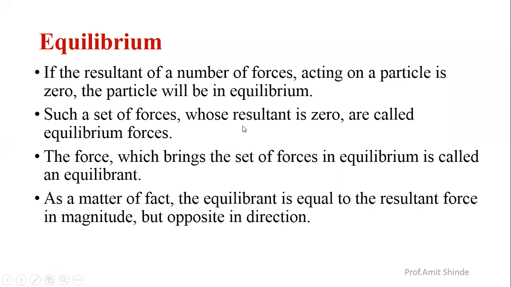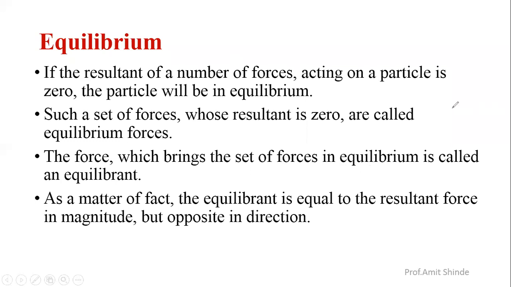Such a set of forces whose resultant is zero is called an equilibrium force system. The force which brings the set of forces into equilibrium is called the equilibrant. The force acting on a body which brings the set of forces into equilibrium is called an equilibrant. As a matter of fact, the equilibrant is equal to the resultant force in magnitude but opposite in direction.